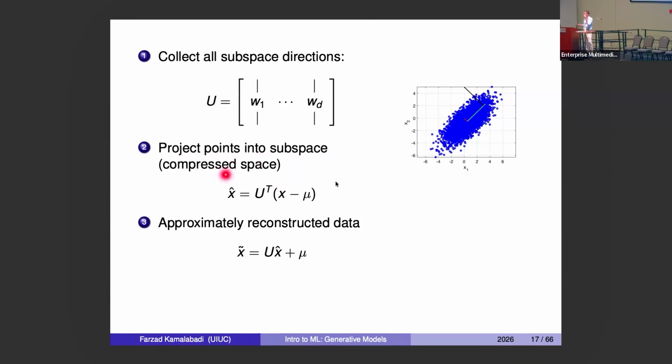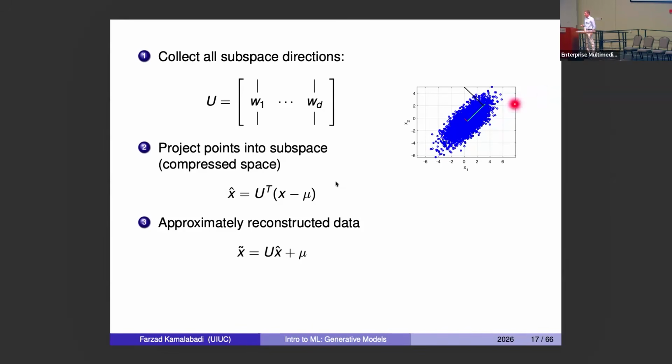Project points into the subspace. This is the compressed space. And that projection means I have this new x hat, which is U transpose times the centered version, x minus mu. Okay, now I want to go back. After the transformation, I have these coefficients, right? Expansion coefficients is what's usually referred to. I want to use the expansion coefficients to get the original data back.